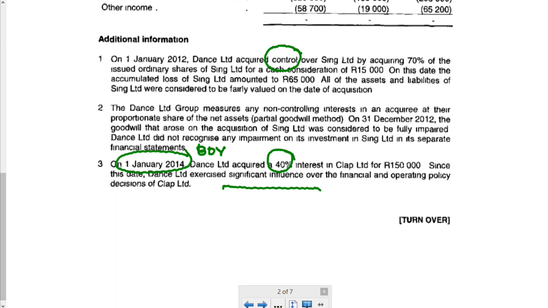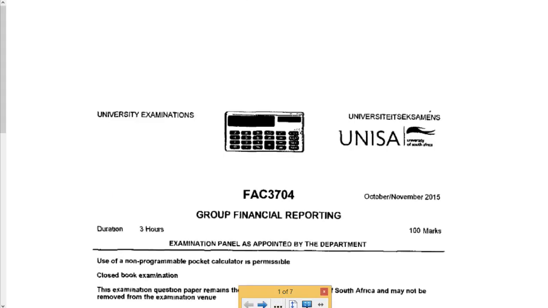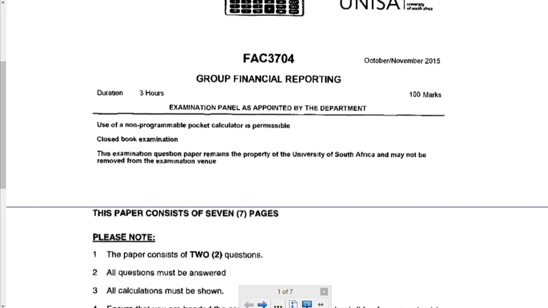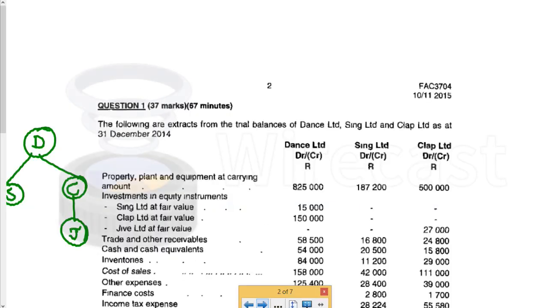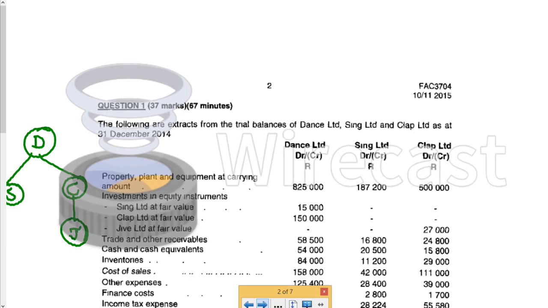Remember what we do with associates and losses. We limit the loss, isn't it? I don't think we actually practiced an example of that. I think I showed you one, but I don't think we actually practiced one. So if we just go back to my picture, this one is a sub. This one here is an associate.